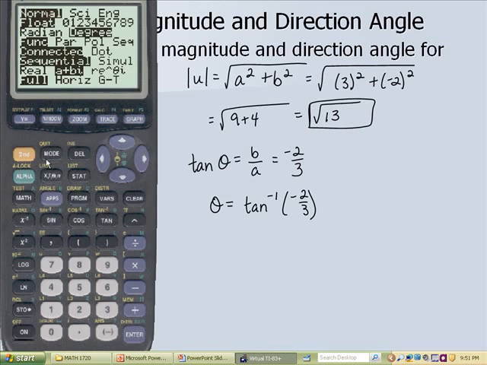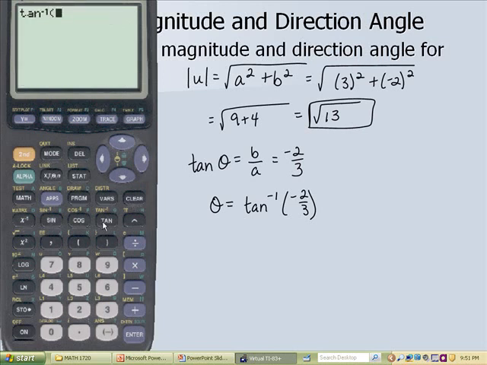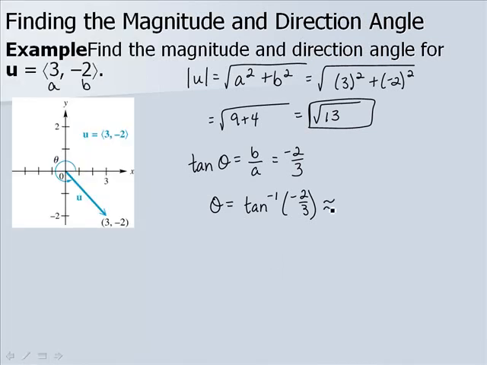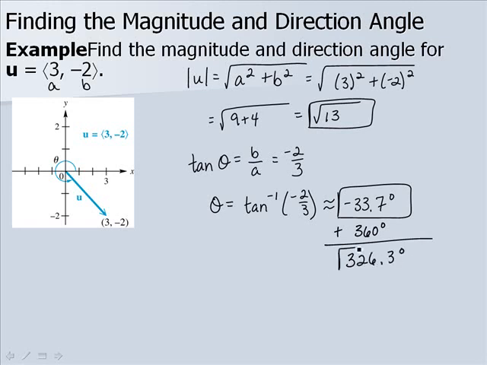So I want to make sure that we're in degree mode, and we are. And we'll take the inverse tangent of negative 2/3, and we see that we get approximately negative 33.7 degrees as our direction angle. Vector u has a positive x component and a negative y component, placing u in quadrant 4. Adding 360 to get a value between 0 and 360 degrees, or our coterminal angle, we'll get a direction angle of 326.3 degrees.